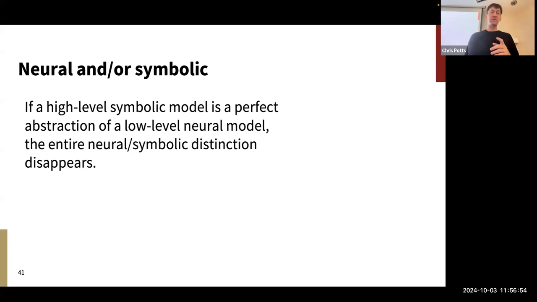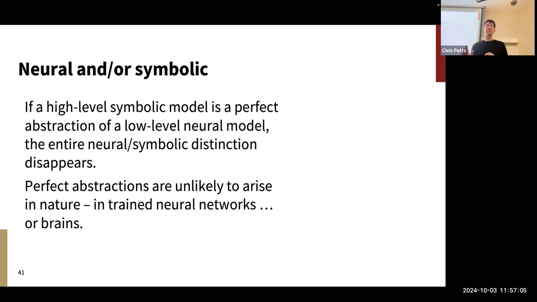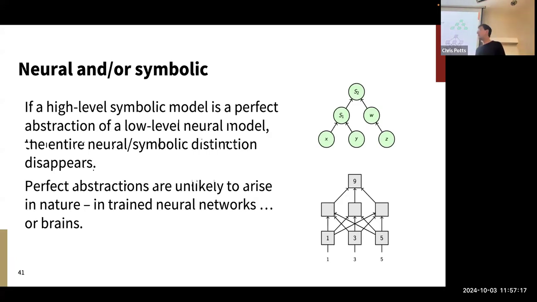We raised this before and had a brief discussion. Neural versus symbolic. If a high-level symbolic model is a perfect abstraction of a low-level neural model, the entire neural symbolic distinction disappears. Now, I should say that perfect abstractions are unlikely to arise in nature. I only really see them in idealized examples. But that's true both of the neural networks and also of our brains, right? So I showed you a perfect correspondence between these simple networks, but in truth, it might be a partial correspondence with some differences. But that still might be very interesting for us in terms of supporting the symbolic theory while acknowledging that the implementation details introduce some fuzziness.